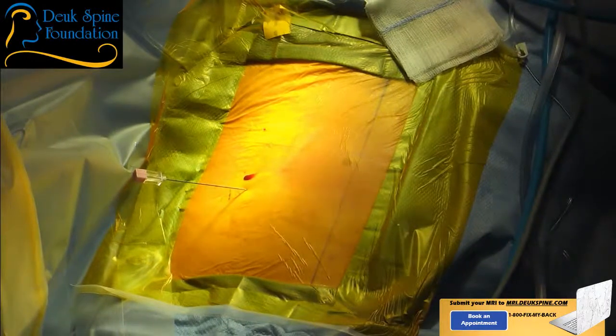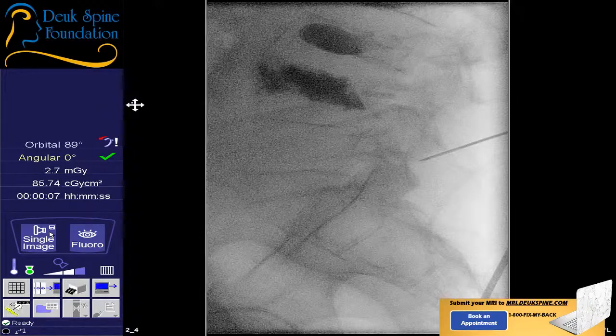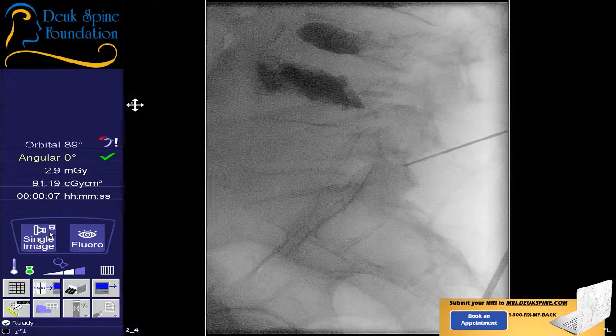So right now I'm using the X-ray machine to basically line the spine up appropriately so I can access the L5-S1 disc. I think that's probably as good as we're going to get it. Shot. Shot. Shot.